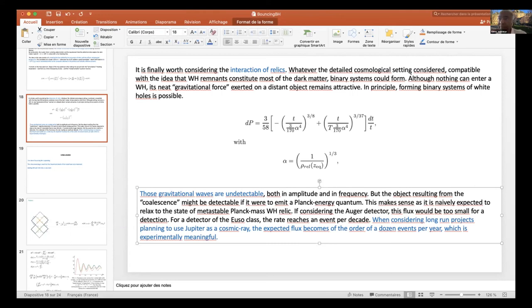We need to move on. Next speaker is Param Singh, who will speak about the effect of loop quantization prescriptions on the physics of non-singular gravitational collapse. Can you share your screen?